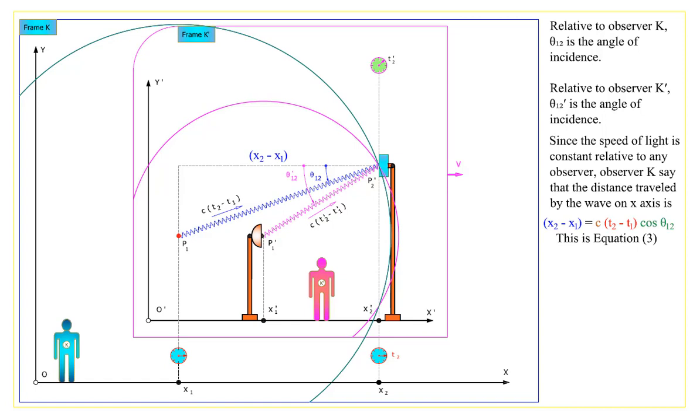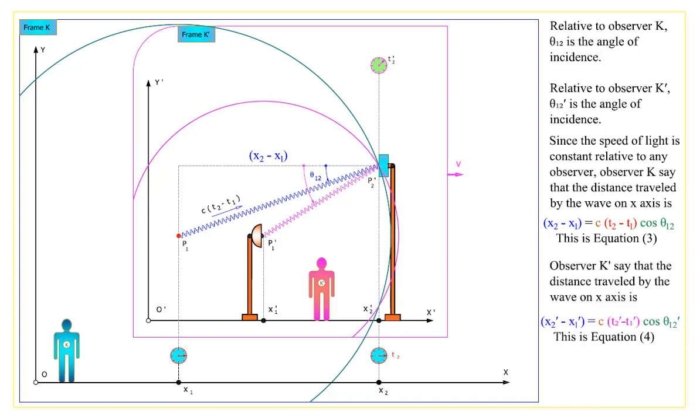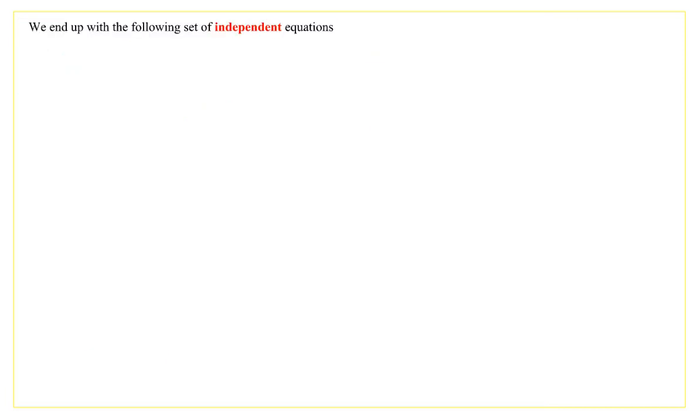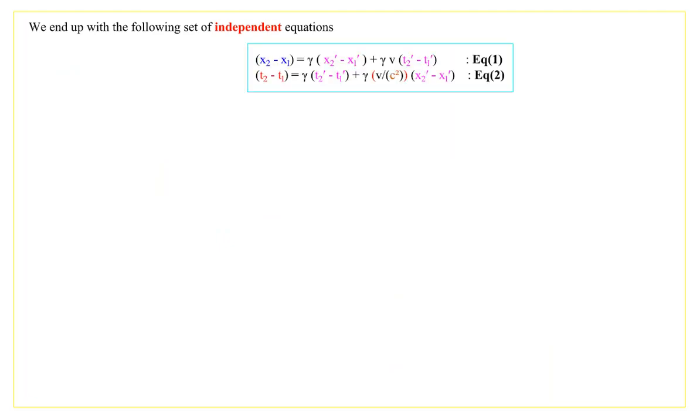Since the speed of light is constant relative to any observer, observer K says that the distance traveled by the wave on the x-axis is x2 minus x1 equals c times (t2 minus t1) times cosine θ12. This is equation 3. Observer K' says that the distance traveled by the wave on the x-axis is x2' minus x1' equals c times (t2' minus t1') times cosine θ12'. This is equation 4. We end up with the following set of independent equations.